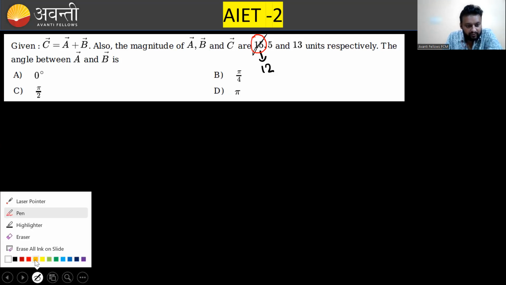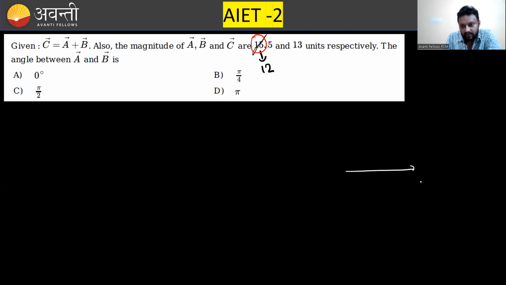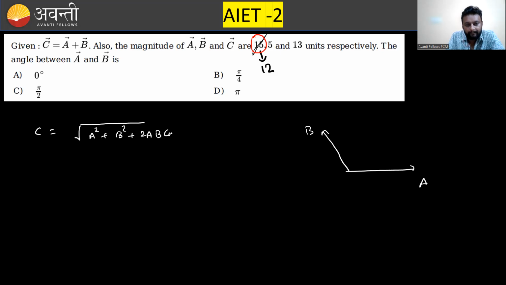I will tell you the exact process, how it should go. So let's suppose this is vector A, we are assuming that we don't know the result. This is vector B, and the resultant of these two is vector C. Clear? So C is root of A square plus B square plus 2AB cos theta. I think this is clear. A square plus B square plus 2AB cos theta.